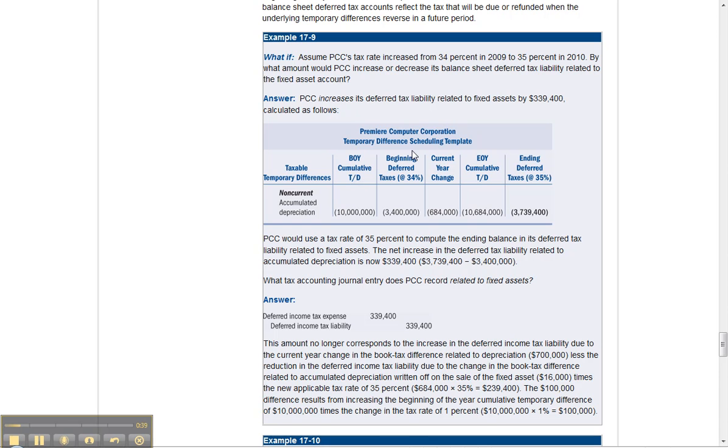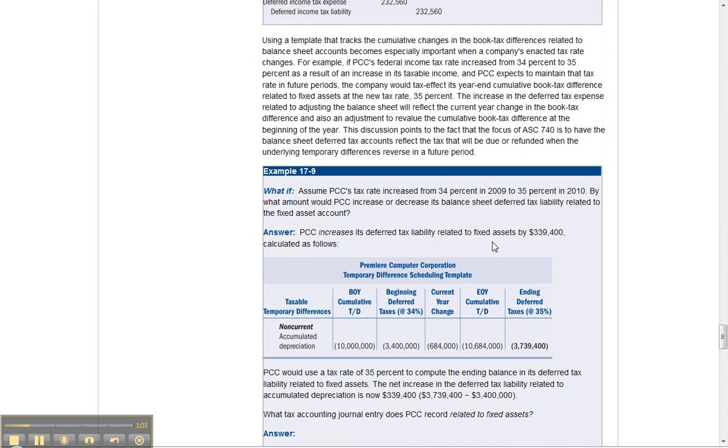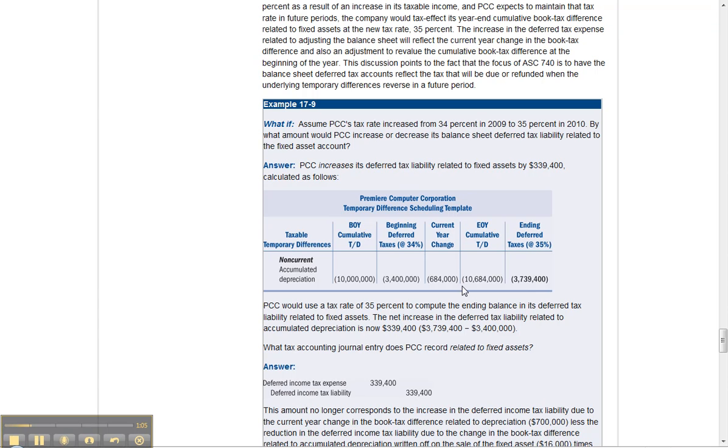Let's see. There's a what if scenario. This what if scenario is showing you what happens if the expected future tax rate changes from 34% to 35%. What do you do in that case? You simply, this is the same schedule that we had right up here, multiply the ending cumulative temporary difference by 35% instead of 34%.